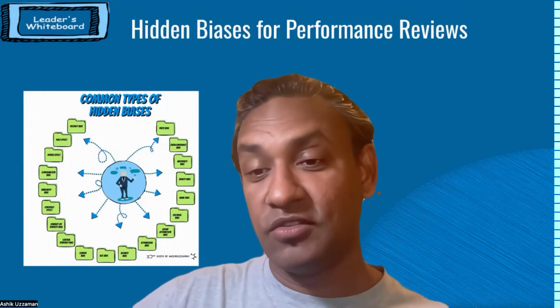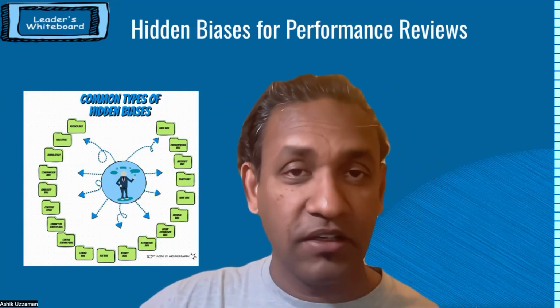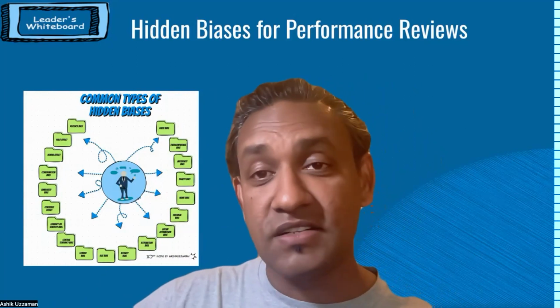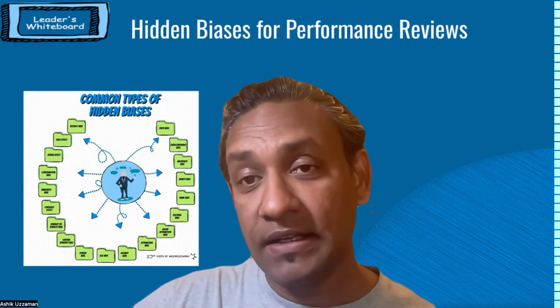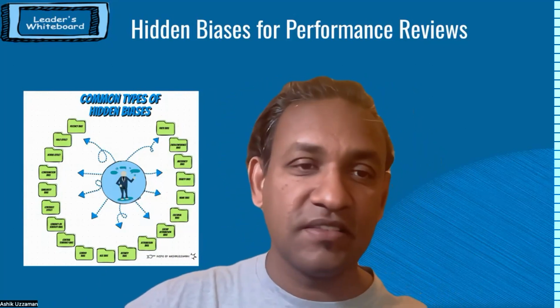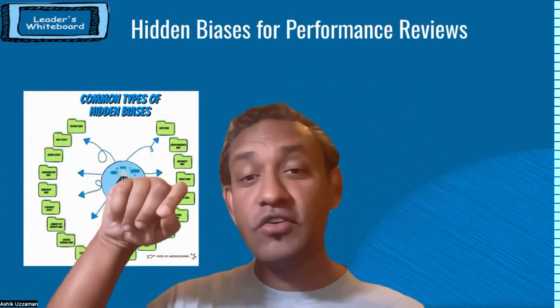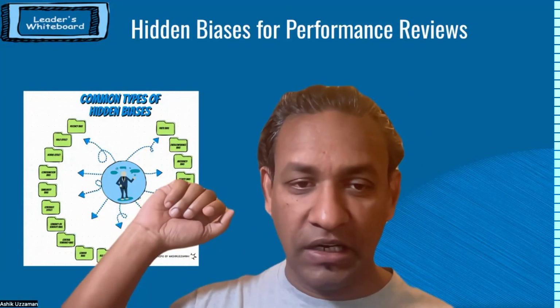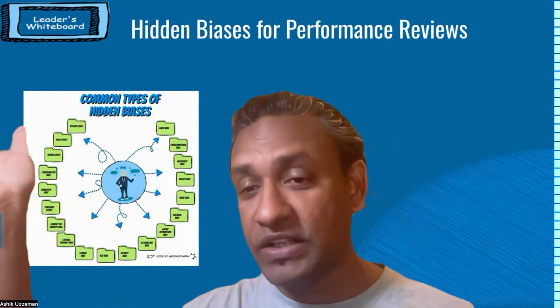There is another one. This is very interesting, and I have seen it happening quite a lot of times. This is called number 8, central tendency bias. What is central tendency bias? This is rating everyone near the average or middle of the scale, avoiding high or low extremes.